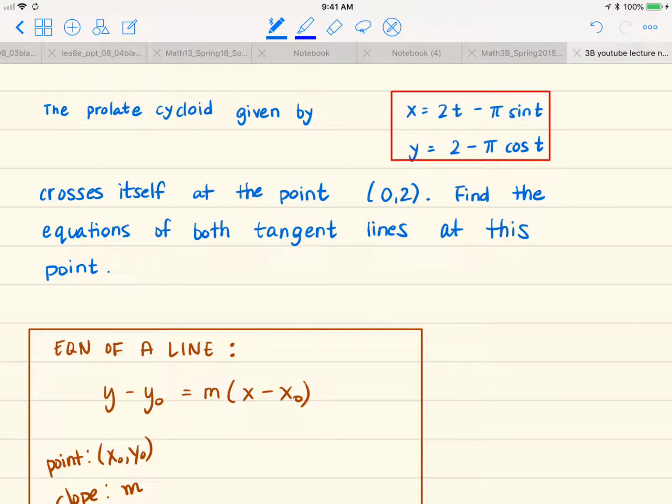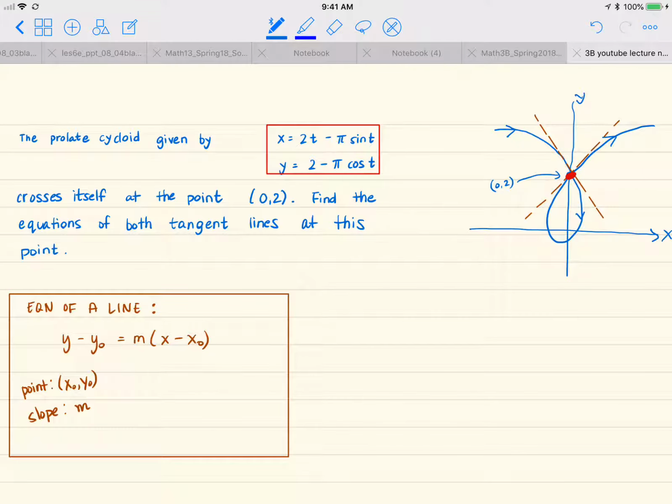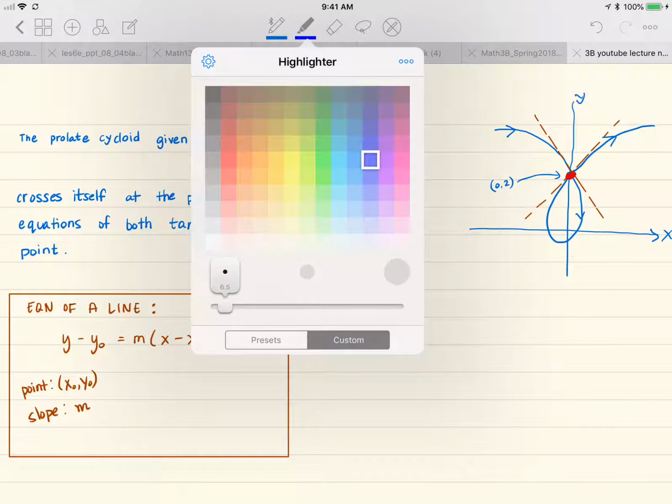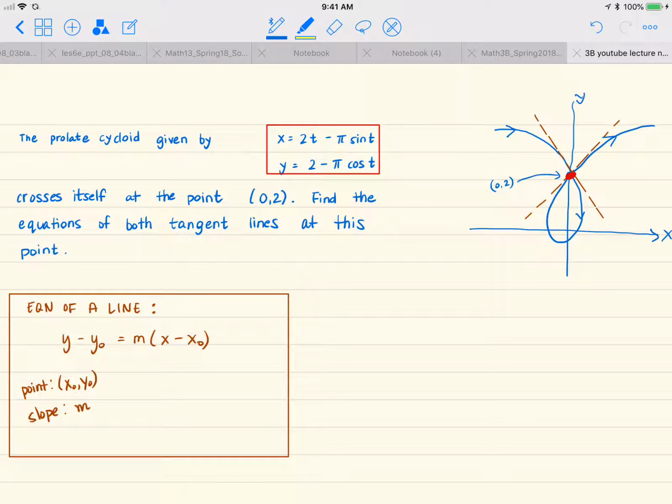Okay, so we want to find equations of both tangent lines at the point. Here's a little sketch of the cycloid to the right here. And we can see I've written in red the tangent line. So here's one tangent line, and then here's another tangent line. And this is all at this point, (0, 2).